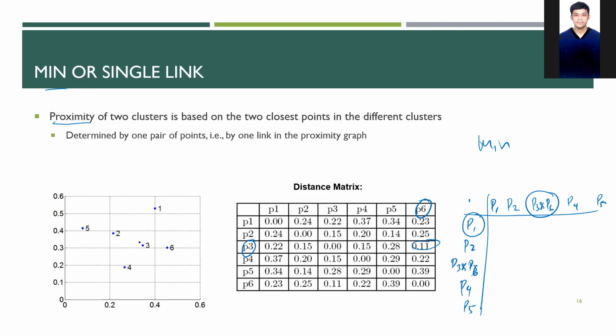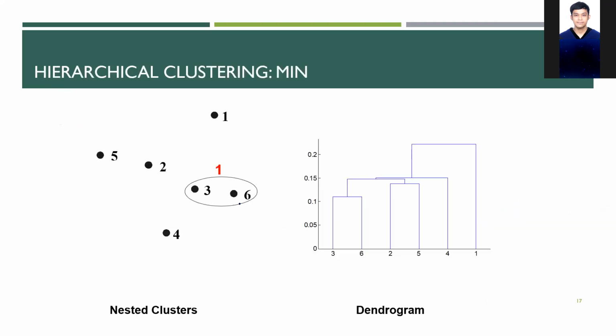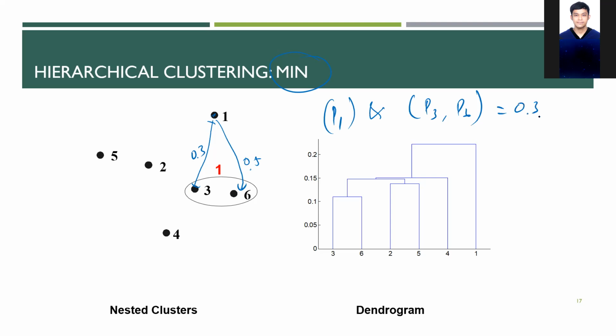So here, after we get this, if we use min and we want to calculate the distance between data point 1 and this cluster, then we have to calculate the distance between 1 to 3 and also 1 to 6. For example, 1 to 3 is 0.3, and 1 to 6 is 0.5. So the distance between P1 and P3, P6 is the minimum one, 0.3.